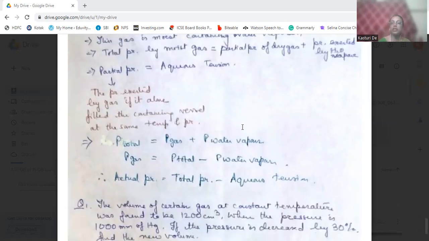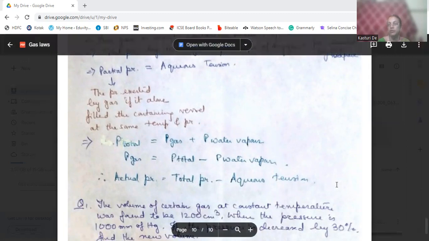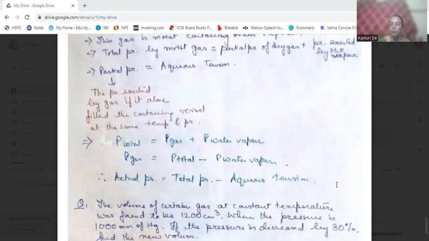So total pressure will be P gas, that is dry gas, plus P water vapor. And P gas will be P total minus P water vapor. So actual pressure will be total pressure minus aqueous tension. Aqueous tension is the partial pressure of water vapor. Total pressure minus partial pressure will be the actual pressure.